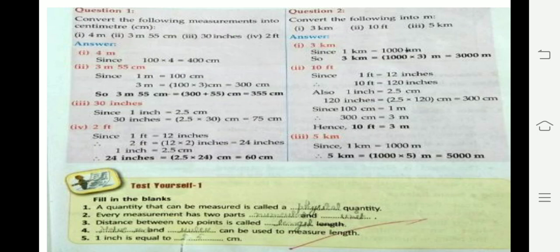In the second part, 3 meter 55 centimeter. Firstly we will convert the 3 meter into centimeter. So that is 300 centimeter. 55 should be added to this. We got the answer 355 centimeter.